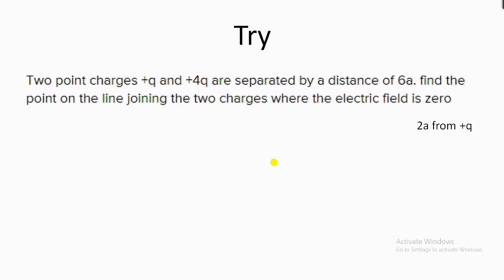And this is also a similar kind of question. Out here instead of numbers you are getting q, q and a. You have to find the distance where the electric field is 0. You have to do it the same way we have done the previous question, and your answer will come as 2a. Distance will be 2a from charge plus q. So you have to mention from where you are considering the distance.